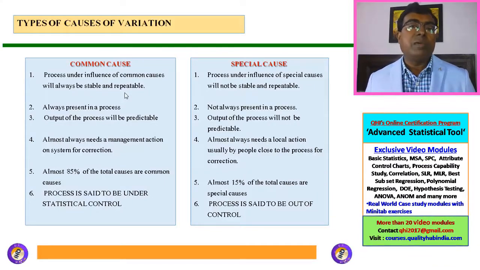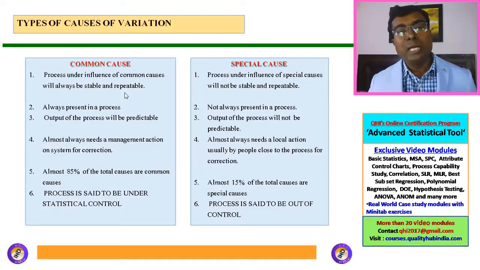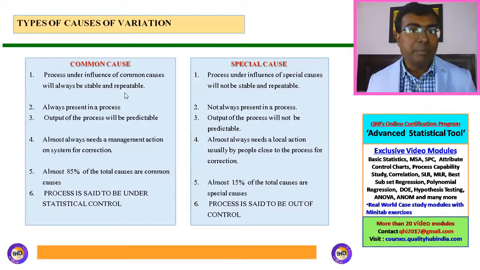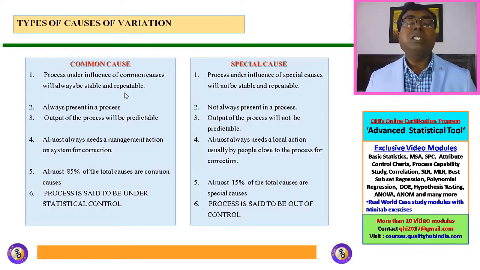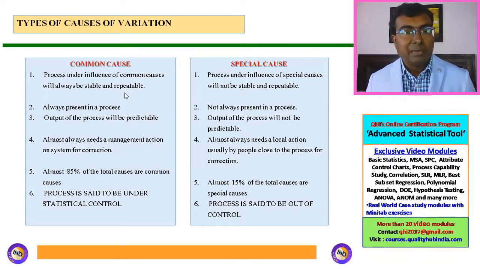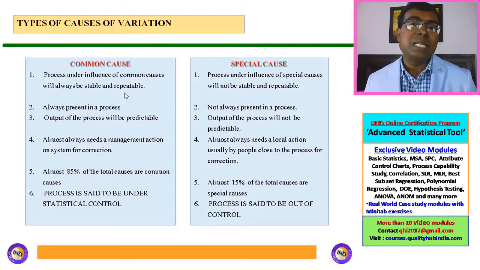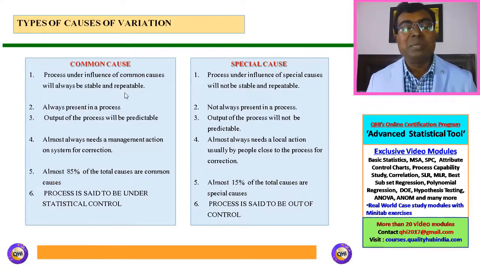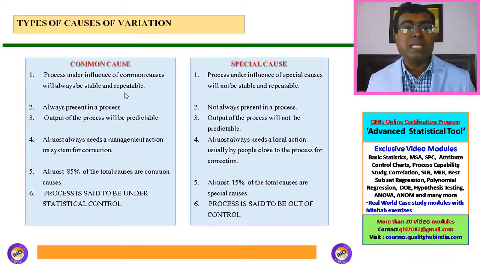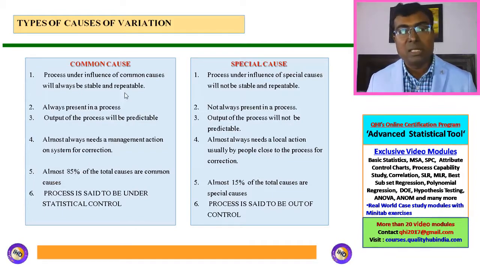Special causes are not always present in the process. You need to identify the special causes and initiate actions to reduce their impact. Friends, common causes can also be minimized, but it requires management intervention and some investment, whereas special causes will always require local action. That means a line person, supervisor or operator can themselves initiate action to control special causes.